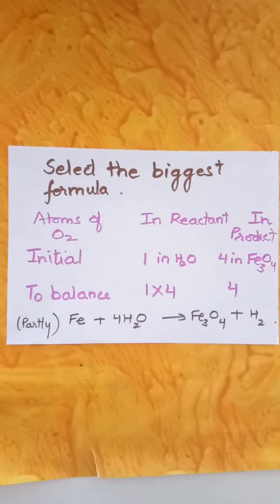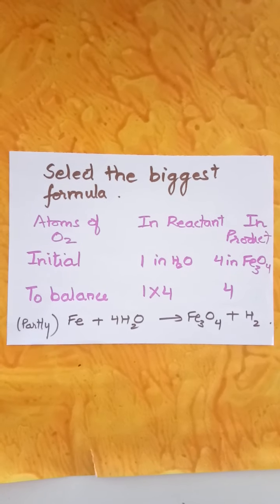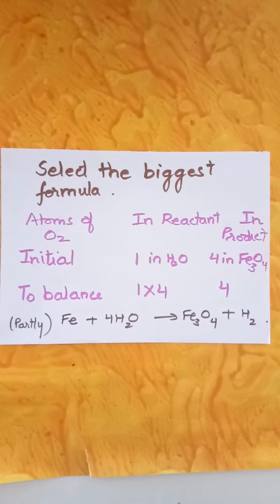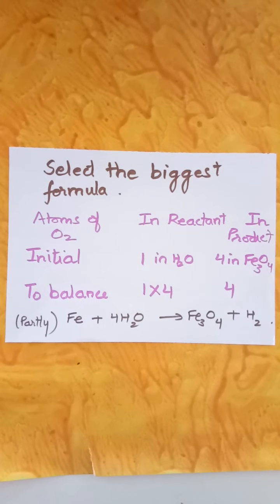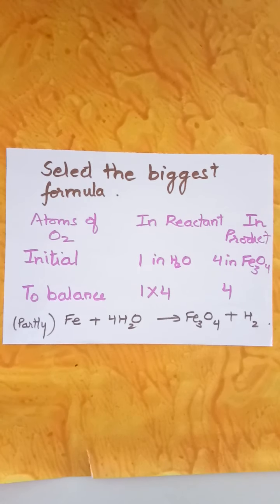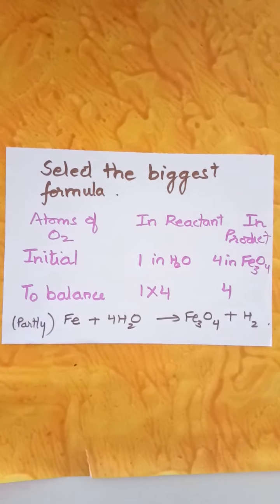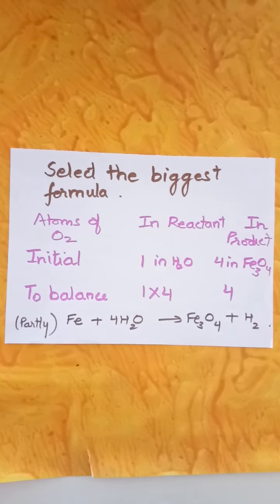To balance, now we select the biggest formula, and for that we compare O2 on both the sides. O2 in the reactant initially is only 1, whereas it is 4 on the product side. So to make it 4 on the reactant side, we multiply it by 4 and we get a partially balanced chemical equation. Fe plus 4H2O gives you Fe3O4 plus H2.